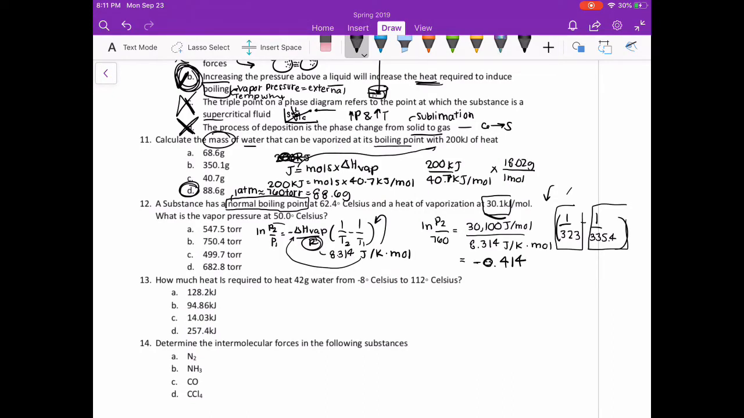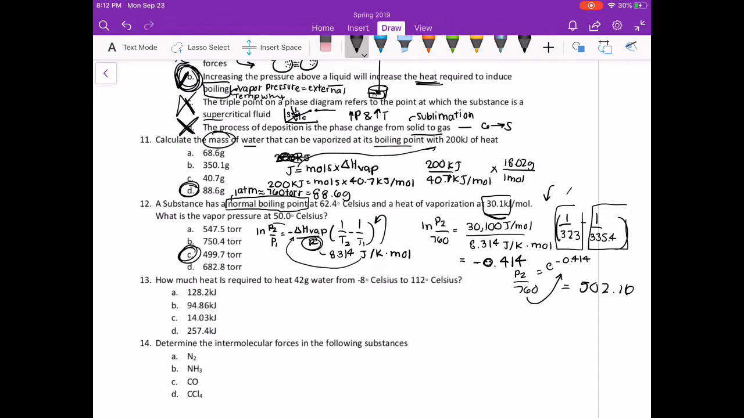So then you're left with that ln on the left side. So what you're just going to do is raise everything to the e. So e raised to the negative 0.414 on the right side, and doing that on the left side is going to get rid of that ln. So I'm just left with P2 over 760. Multiply that 760 over there in order to get, it's like 502 point, I think 16. Let's see. Anyways, it's close enough to 499.7.